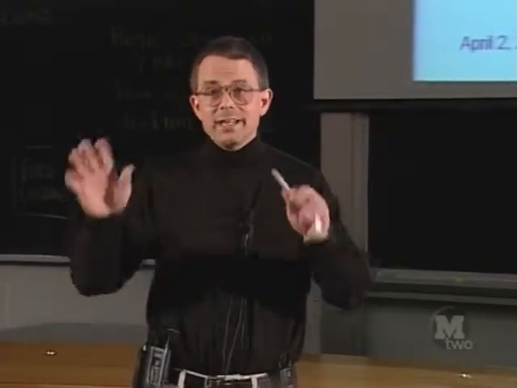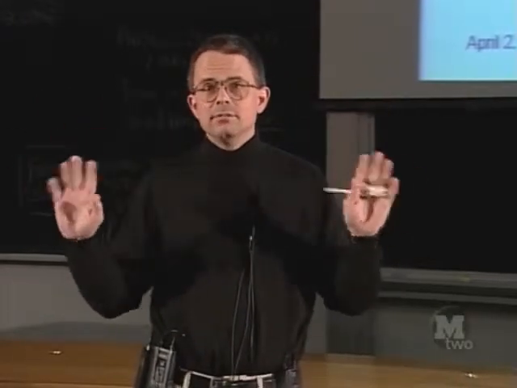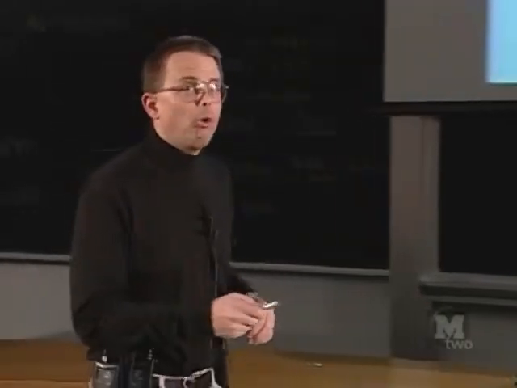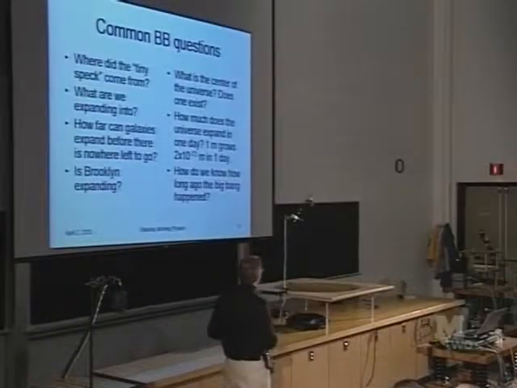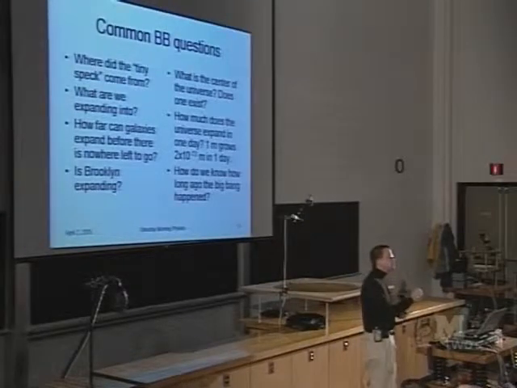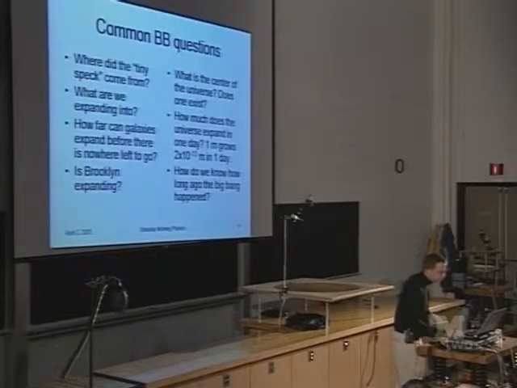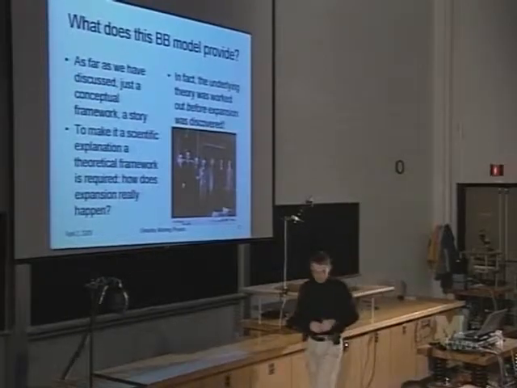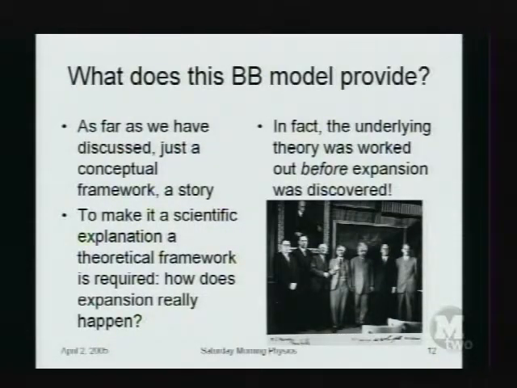But it was all very hand-wavy, right? Because there was no theory, no model underlying what we talked about last time. Just a kind of a picture, a story. So if we want to be able to answer very important questions like, how do we know how long ago did the Big Bang happen, we need a theory, a quantitative theory for understanding this. Fortunately, there is such a theory. And in fact, remarkably, the theory was created before the expansion was discovered.